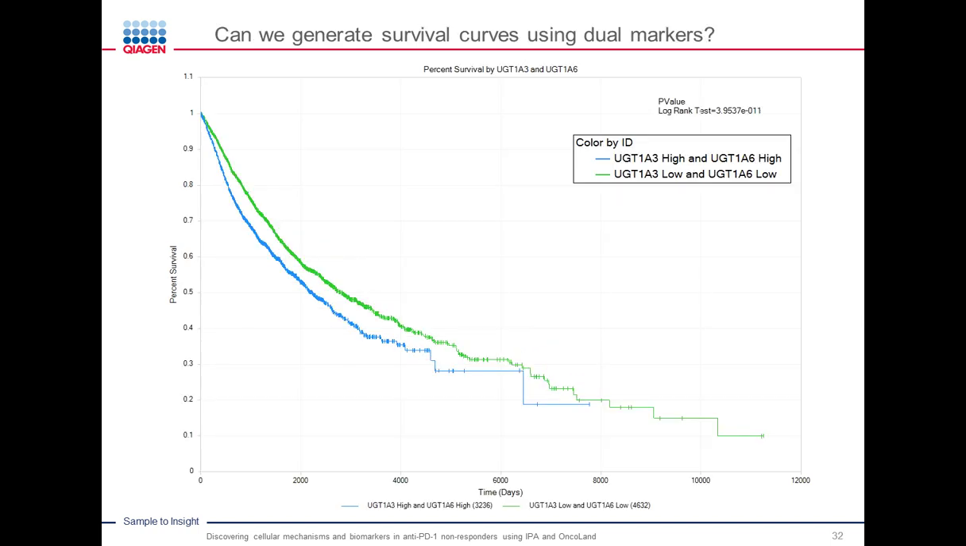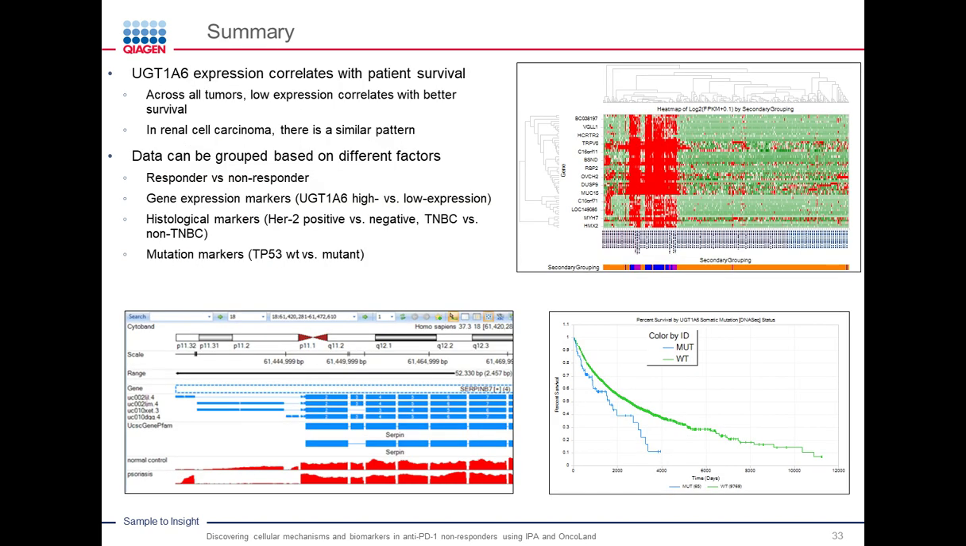And cool thing is, you don't have to stick with one marker. You can actually check this for dual or more number of markers as well. So over here, now we have two lines. First line, the blue line, is for samples that have high expression of both UGT1A3 and UGT1A6. The second line, green line, is for samples that have low expression of UGT1A3 and A6. And you can see when you have high expression of both of these markers, A3 and A6, there is relatively poor survival compared to when you have low expression for both of these markers. And again, I want to clarify, this is across all the tumors. And if you look at the p-value, it is significant.